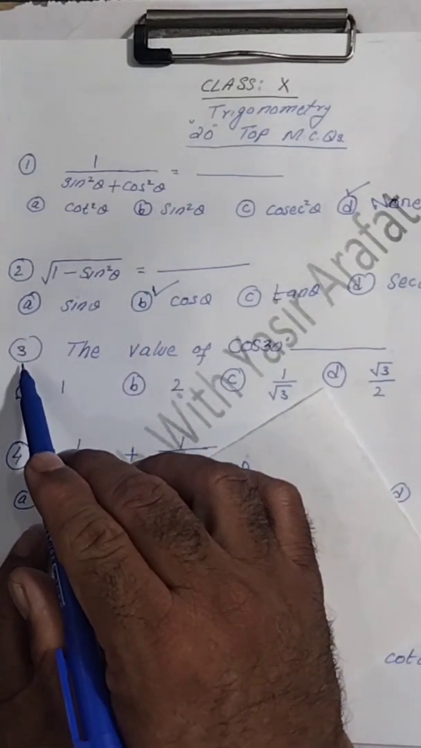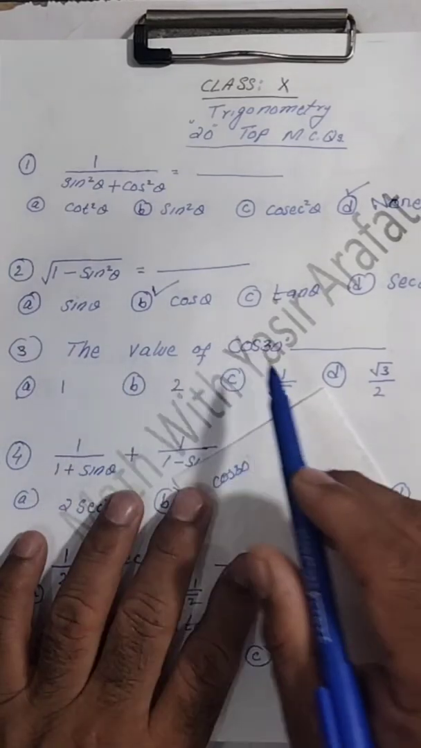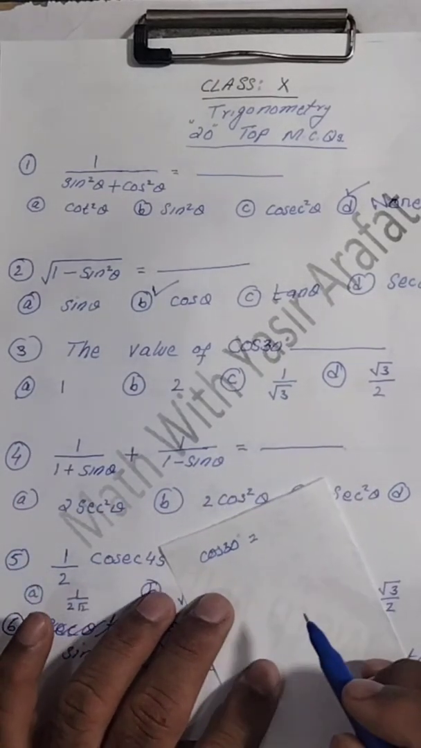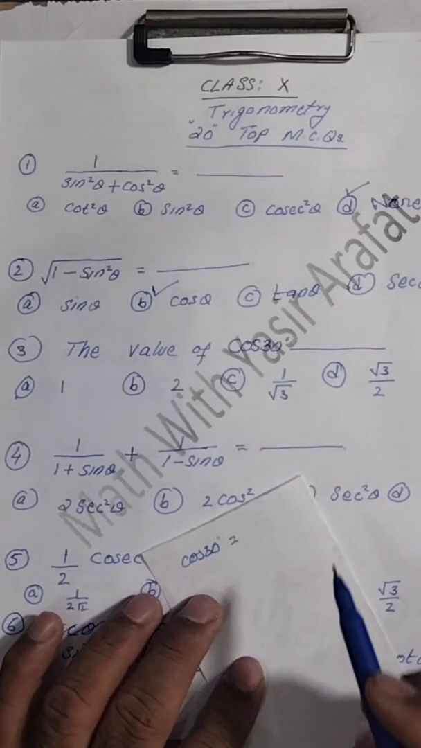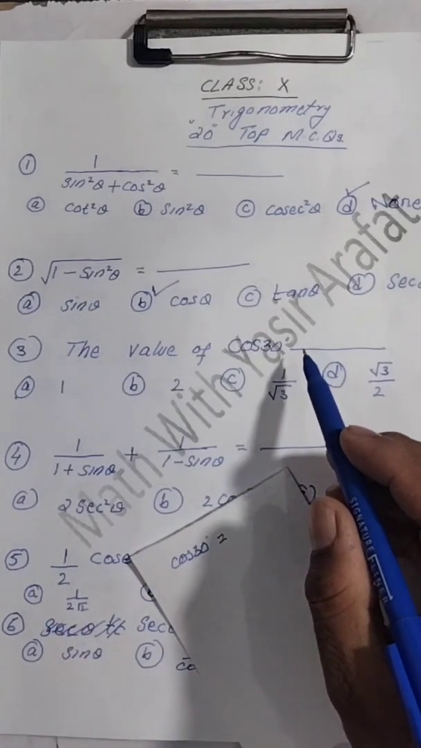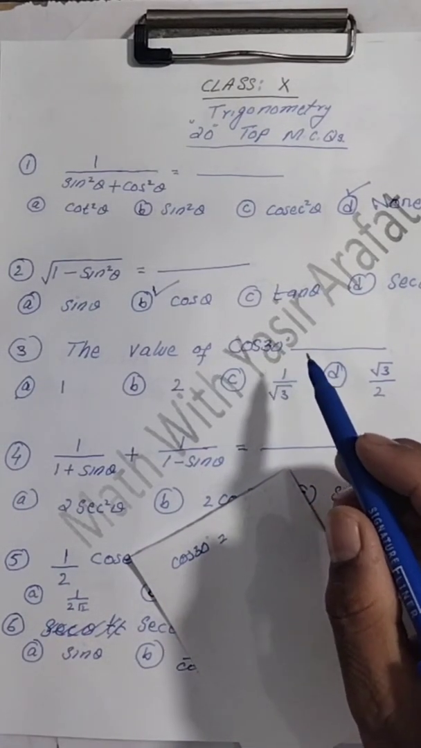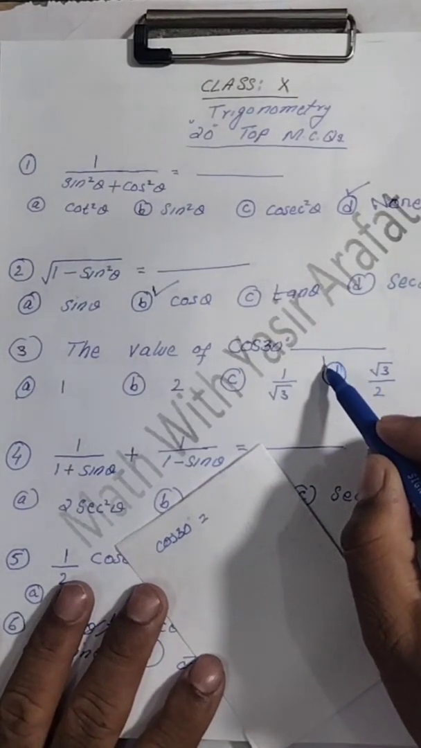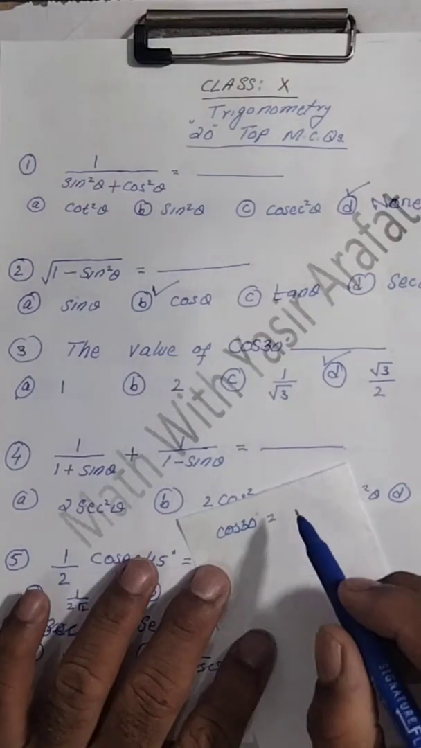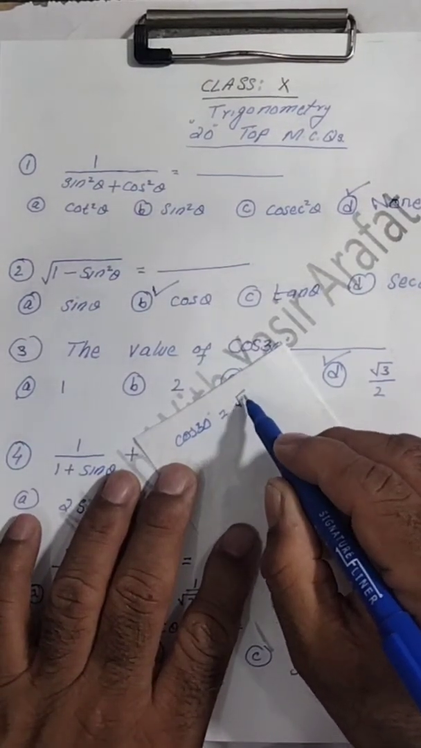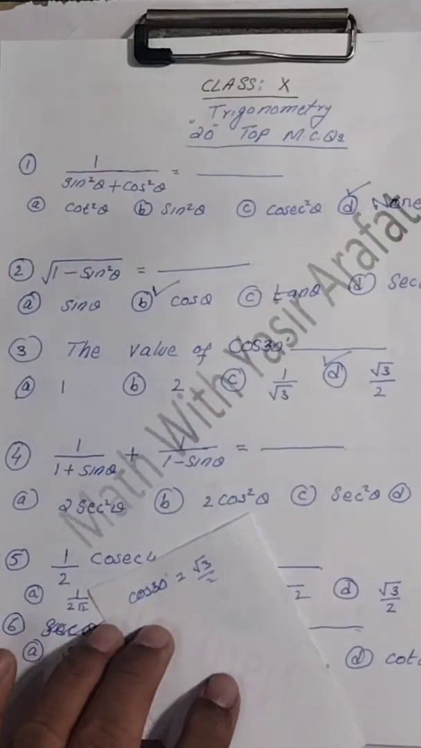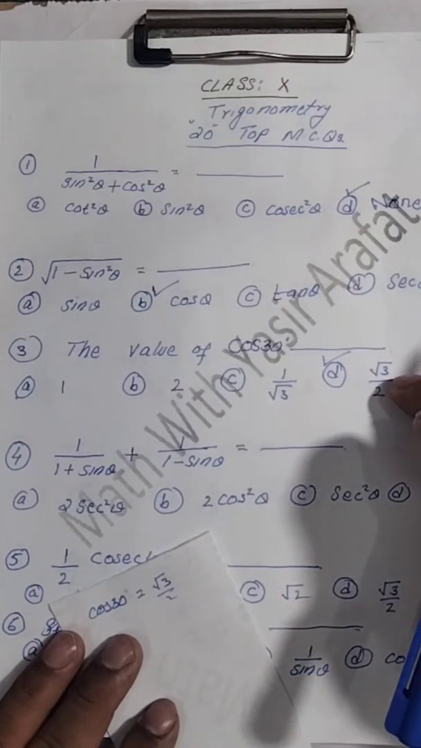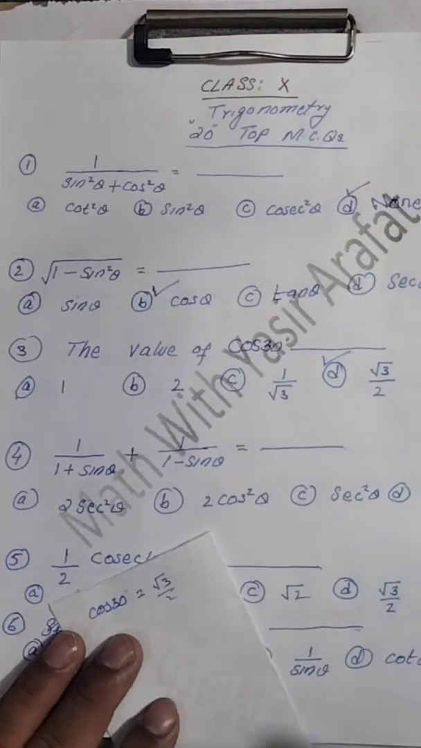Now come to the third MCQ, the value of cos 30. The value of cos 30 equals radical 3 upon 2. You must memorize this one: the value of cos 30 equals radical 3 upon 2.